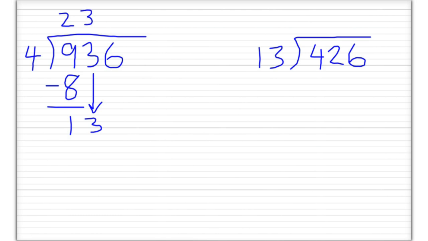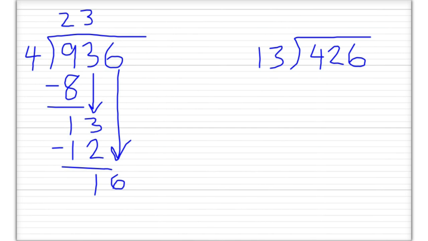So 4 times 3 is 12, so we write that down here. 13 take away 12, right? So we have 3 minus 2 is 1, and 1 minus 1 is 0. But we don't actually need to write the 0 there, so we can get rid of that. So we're left with 1. 4 will not go into 1, so what we need to do is bring the 6 down.